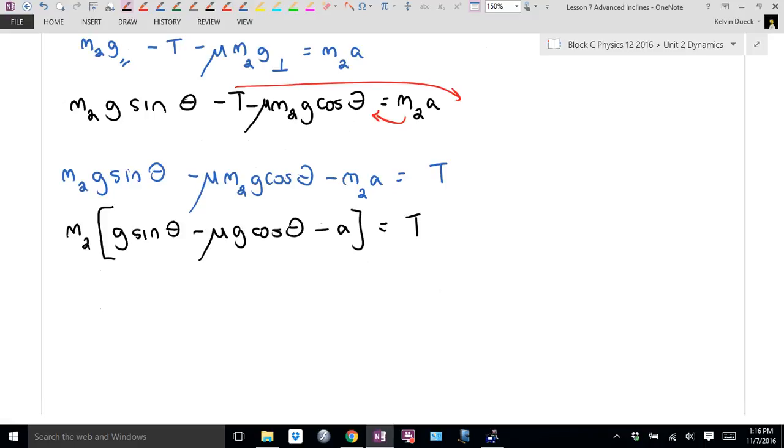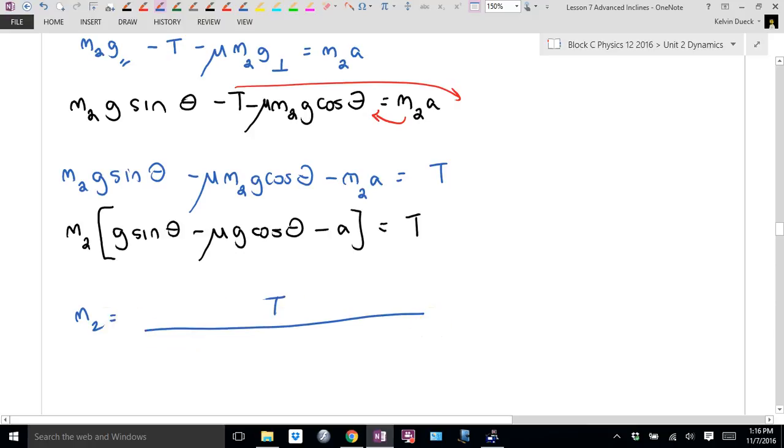G sign. Hey, how would I get the M2 by itself? People on YouTube are going to be going, what the heck? Yeah, whatever. How do I get the M2 by itself? Yeah, we've done the hard stuff now, I think. So it's going to be tension divided by G sine theta minus mu G cos theta minus A.